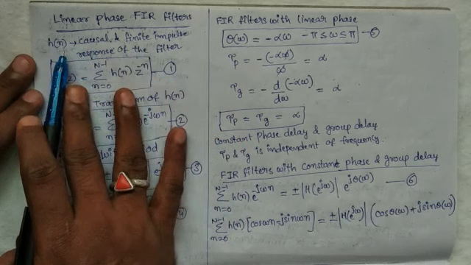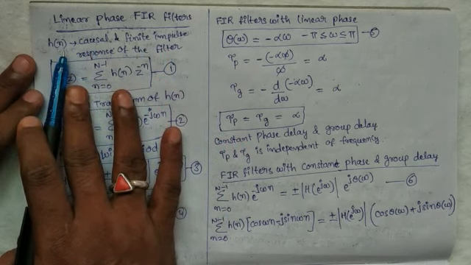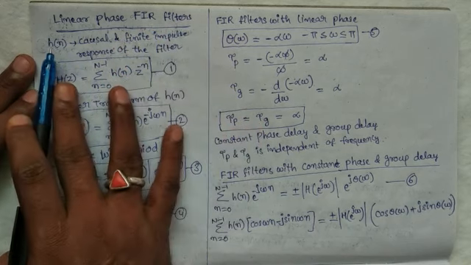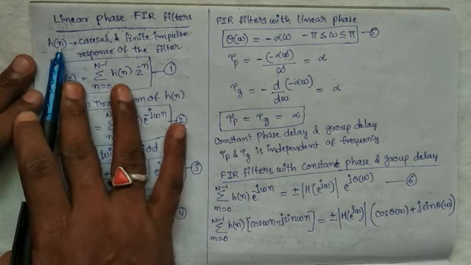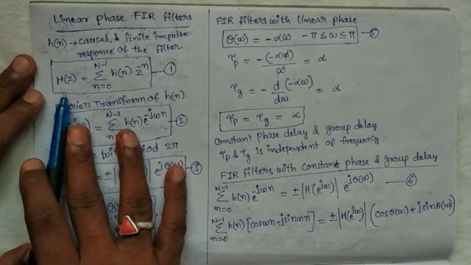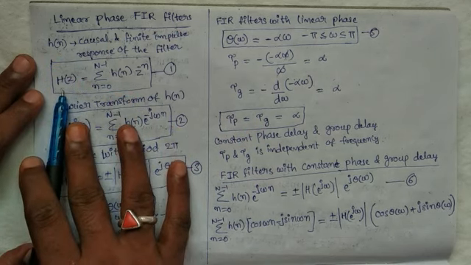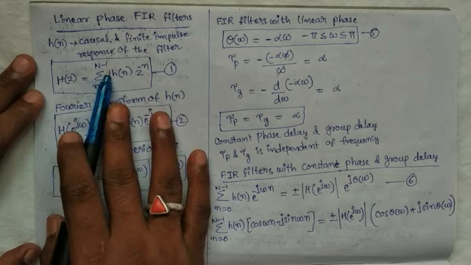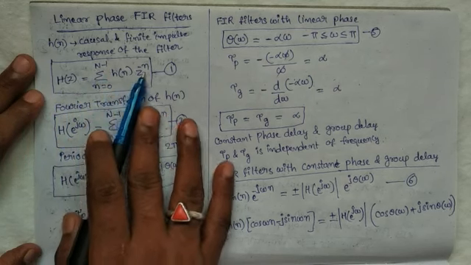Now we are determining the transfer function of the FIR filter. It is the Z transform of the impulse response h(n), calculated using the formula: H(z) equals the summation from n equals 0 to N minus 1 of h(n) times z power minus n.